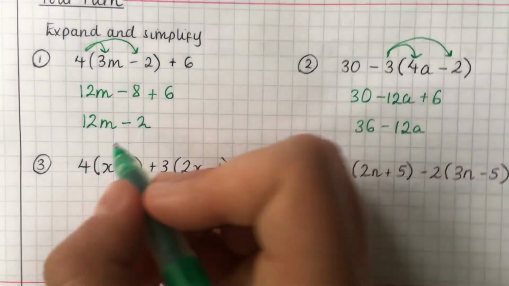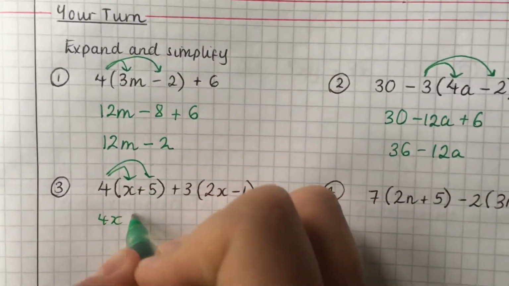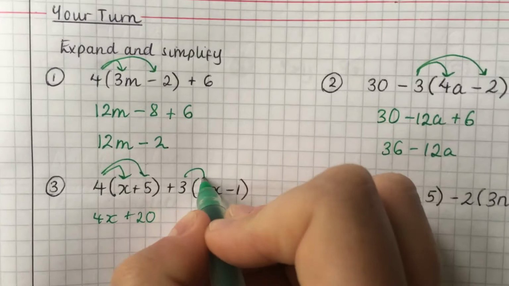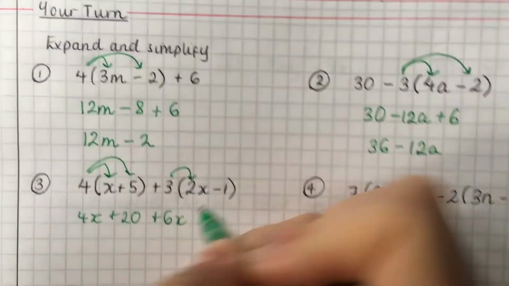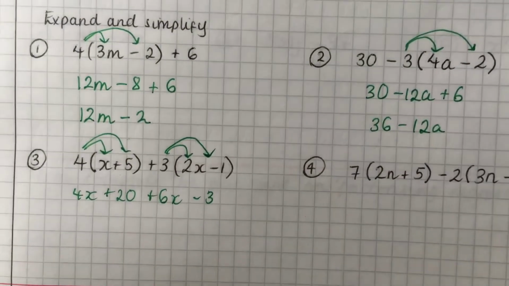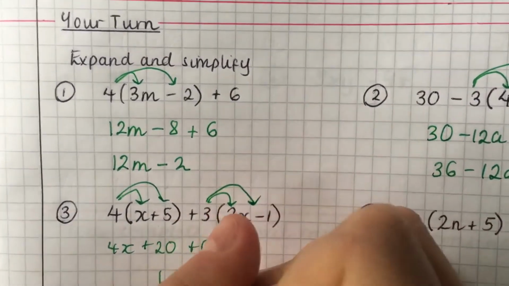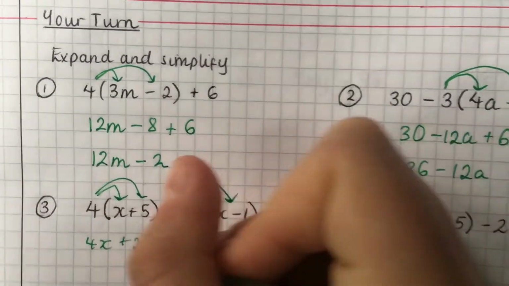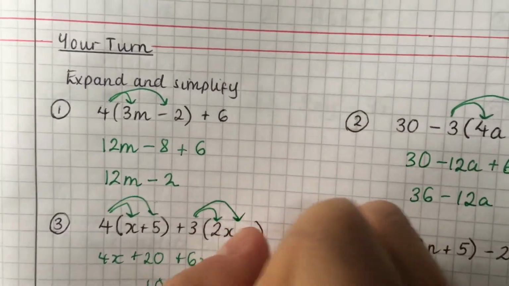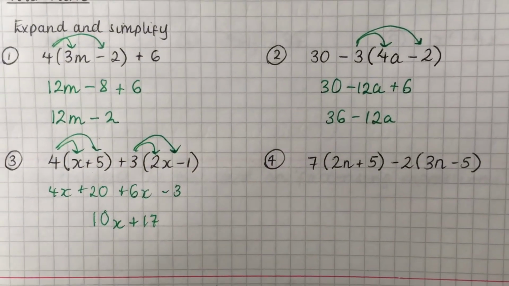Question 3. 4 times x is 4x, 4 times 5 is 20, 3 times 2x is 6x, and 3 times minus 1 is minus 3. Again, we need to collect our like terms. So 4x add 6x is 10x, and 20 minus 3 is 17. So 10x plus 17 is your final answer.